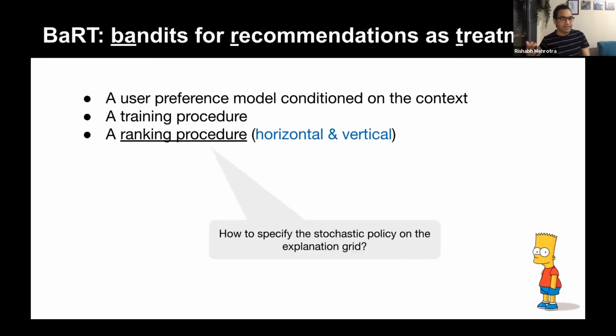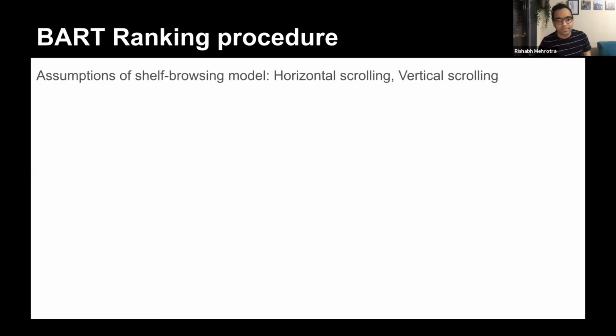And then we have this ranking procedure. How do we specify the stochastic policy on the explanation grid? The explanation grid is the homepage which I was talking about. So let me just zoom in and walk through what the ranking procedure looks like. Again, we made the assumption of browsing models, so you have a horizontal browsing and a vertical scrolling.